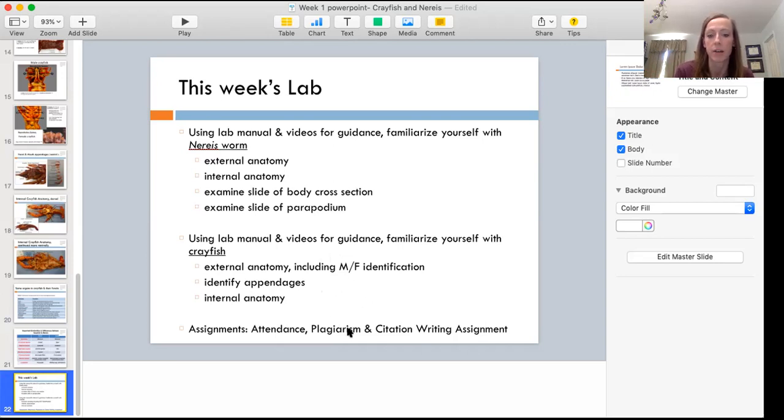One is a plagiarism commitment that you will not plagiarize. You know what plagiarism is, and you will not exercise this practice. And then the second is a citation writing assignment where you will work through the instructions to learn how to properly cite a scientific journal article or the lab manual or a textbook. So you will look at how to cite those as references when you write your papers. So those are your first assignments for this week.